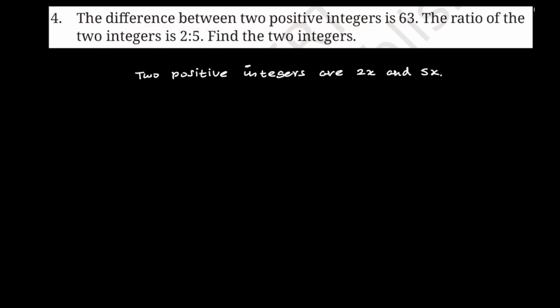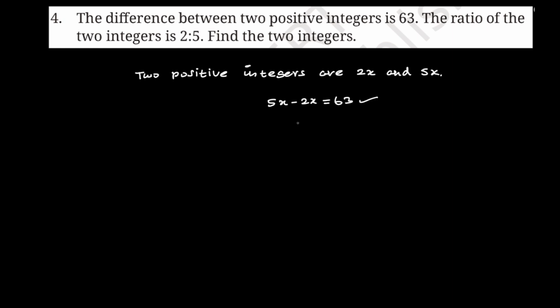So among these two positive integers, this is the greater number, this is the smaller number. So the given information is the difference. Difference means greater number minus smaller number is given, that is 63. So we form the equation 5x minus 2x equal to 63 from the given information. Now we can simplify this to find the value of x.